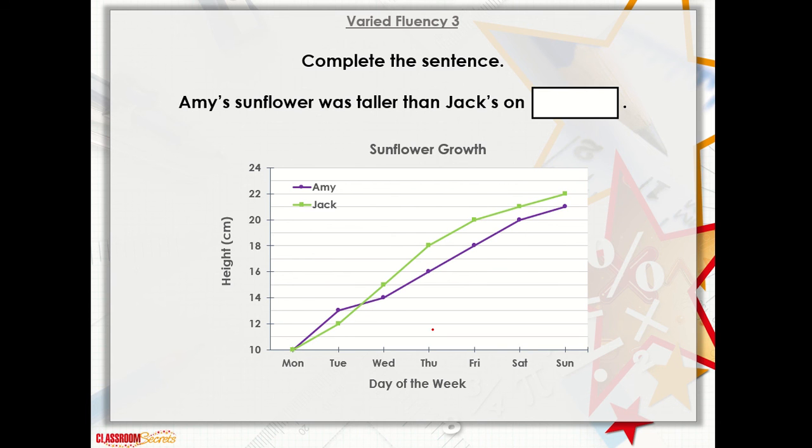Complete the sentence. Amy's sunflower was taller than Jack's on... Well, again, I must read my graph so I understand what's going on. Vertical y-axis, I've got the height in centimetres, and the horizontal x-axis, I've got the days of the week. Amy's sunflower growth is in purple, Jack's is in green. Amy's sunflower was taller than Jack's on... Well, this is the bit where Amy's line is higher than Jack's because her sunflower is taller, and the only time that happens on a particular day, we're not looking in between, we're looking at the plotted points, is here. Jack's there is 12 centimetres high, Amy's is 13, so it is on Tuesday. And there we are, so I've completed the sentence there.